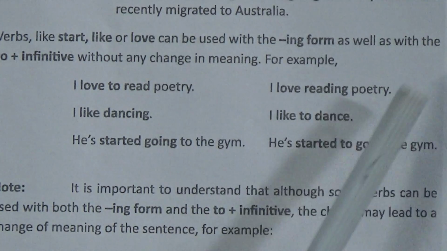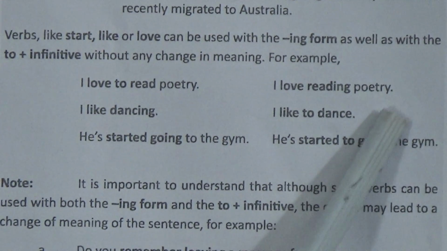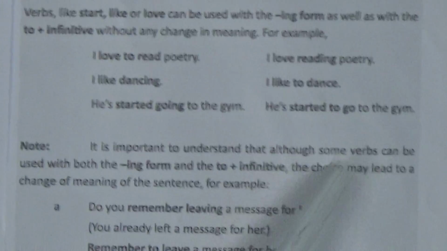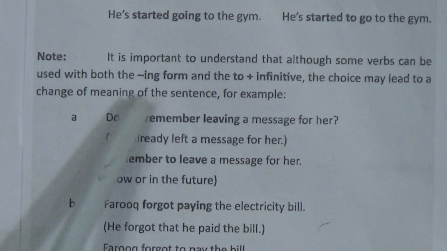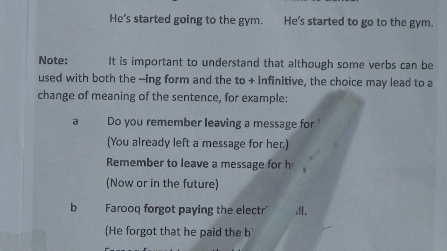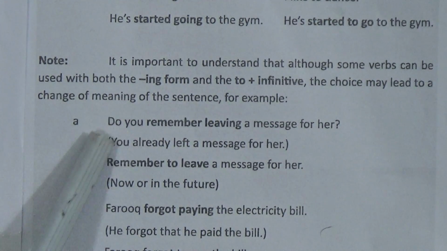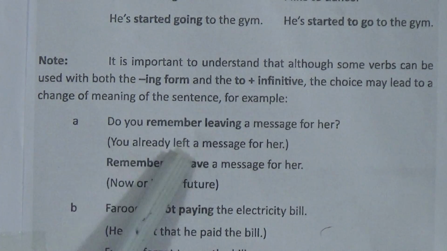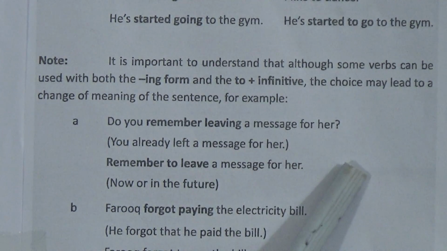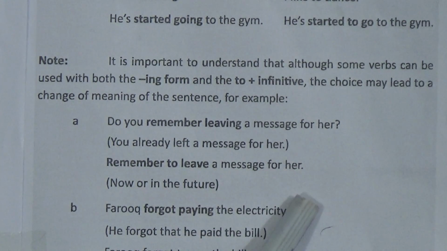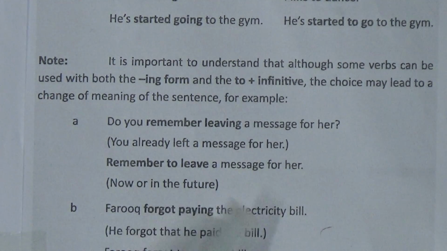I love reading poetry. Look dear students, it is important to understand that although some verbs can be used with both the ing form and the to plus infinitive, the choice may lead to a change of meaning of the sentence. For example, do you remember leaving a message for her? You already left a message for her. Remember to leave a message for her: now or in the future.